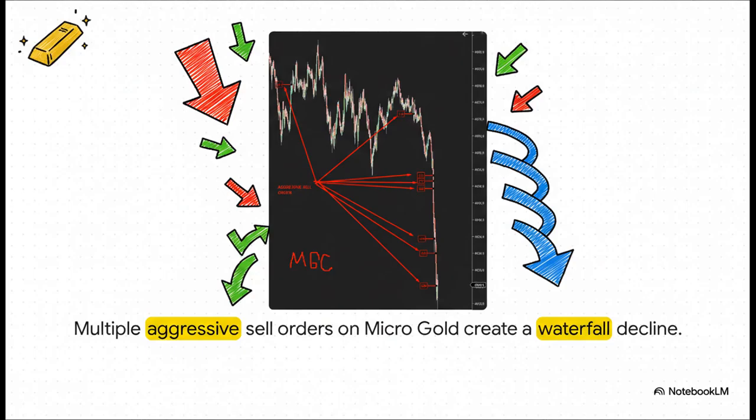And this isn't just in one market. This happens everywhere. Here we are looking at micro gold futures. You can see a whole series of big aggressive sell orders just hitting the market, one after the other after the other. And what's the result? A relentless waterfall decline. That right there is what conviction from sellers actually looks like on a chart.